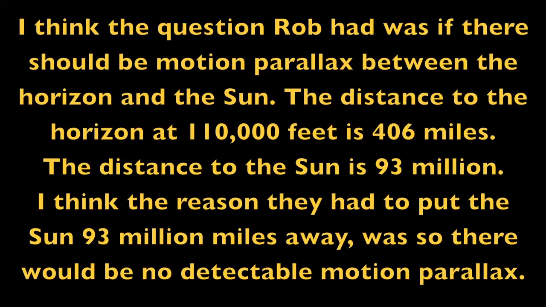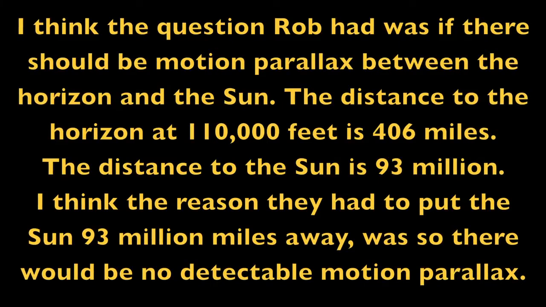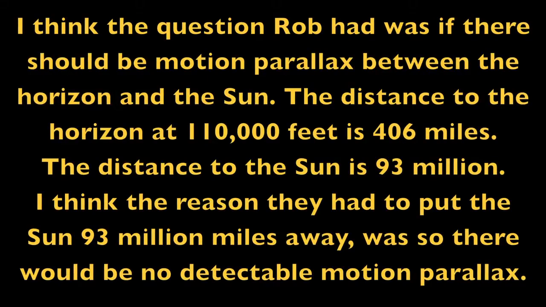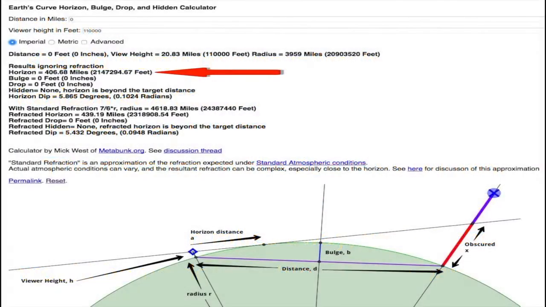I think the question Rob had was if there should be motion parallax between the horizon and the sun. The distance to the horizon at 110,000 feet is 406 meters. The distance to the sun in their model is 93 million. I think the reason they had to put the sun that far away was to avoid any issue of motion parallax.